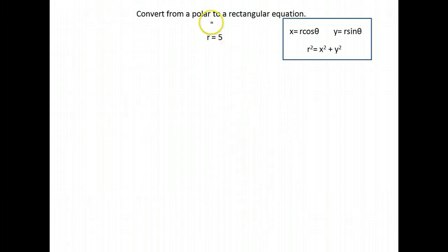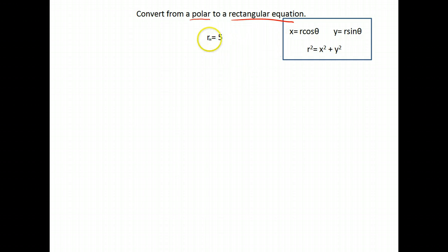Right, sometimes it's easier to take an equation from polar to rectangular or rectangular to polar. It just depends. In this one, we are going to go over how to change one from polar to a rectangular equation. We use our same values: x is equal to r cosine theta and y is equal to r sine theta, and r squared equals x squared plus y squared.